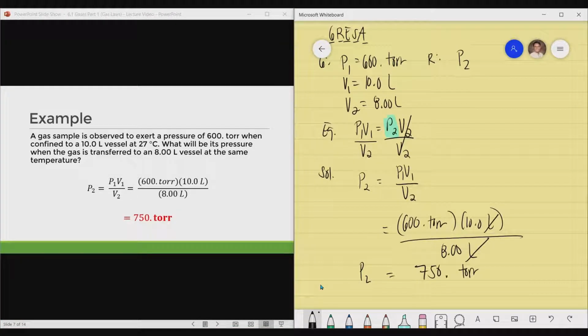750 torr. Since our given values, 600, 10.0, and 8.00, all have 3 significant figures, the least number of sig figs must be 3, so that we can round off our final answer according to the significant figures. So this is already 3 significant figures, 750. So this is correct.